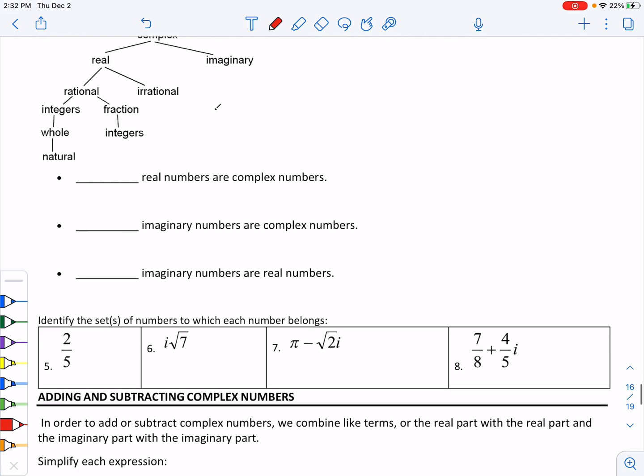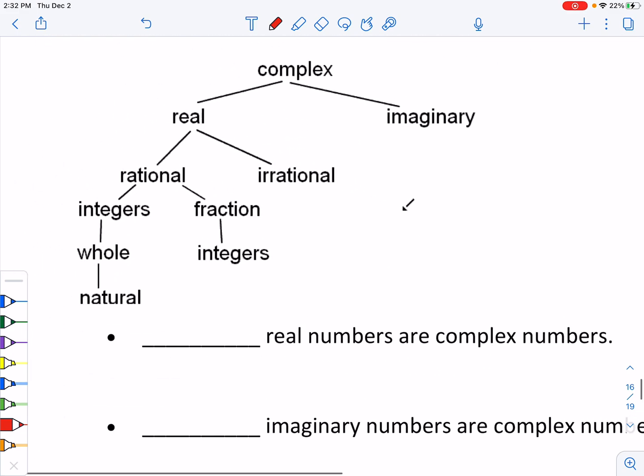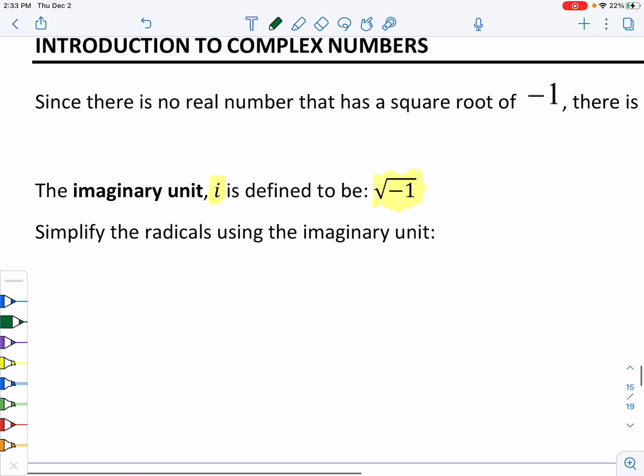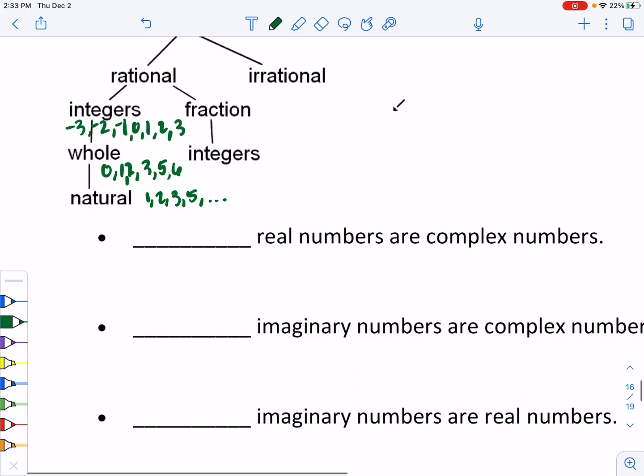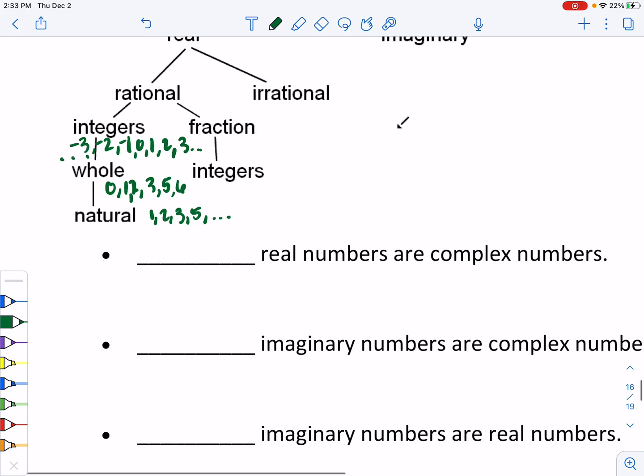Okay. So when you first started looking at your numbers, you had natural numbers, often called your counting numbers: 1, 2, 3, 4, 5, 6, and so on. And then you have your whole numbers, and your whole numbers included 0. And then you had your integers, so that would be -3, -2, -1, 0, 1, 2, 3, I should say, going off in both directions, okay?